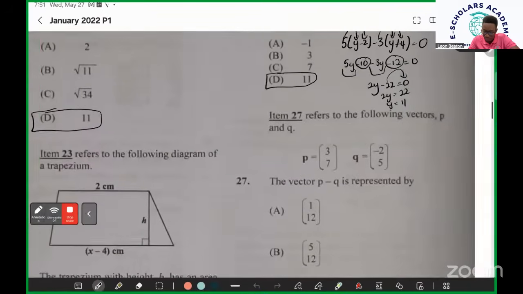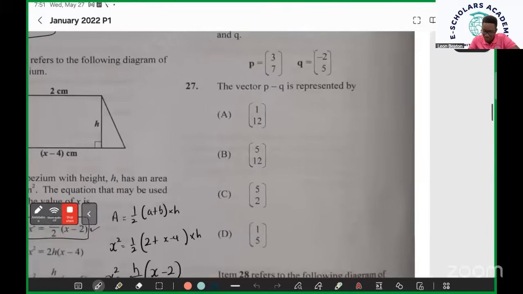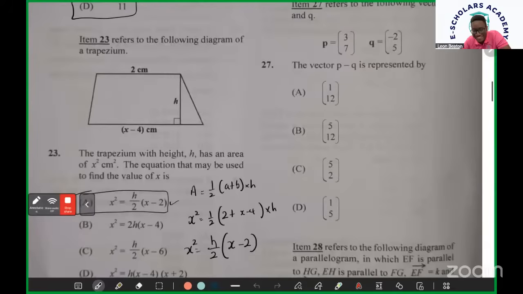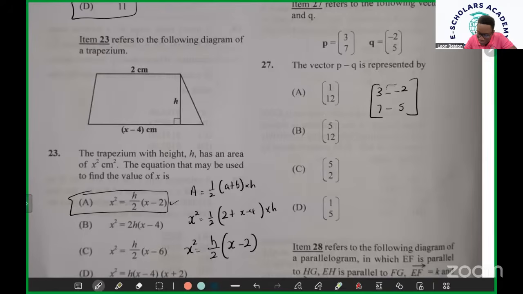Let's see what they gave us in this one. Vectors, everyday vectors, that's all. All right, so let's go. P minus Q. This will be 3 minus negative 2 and 7 minus 5. 3 plus 2 is 5, and 7 minus 5 is 2. So 5, 2, which is C.